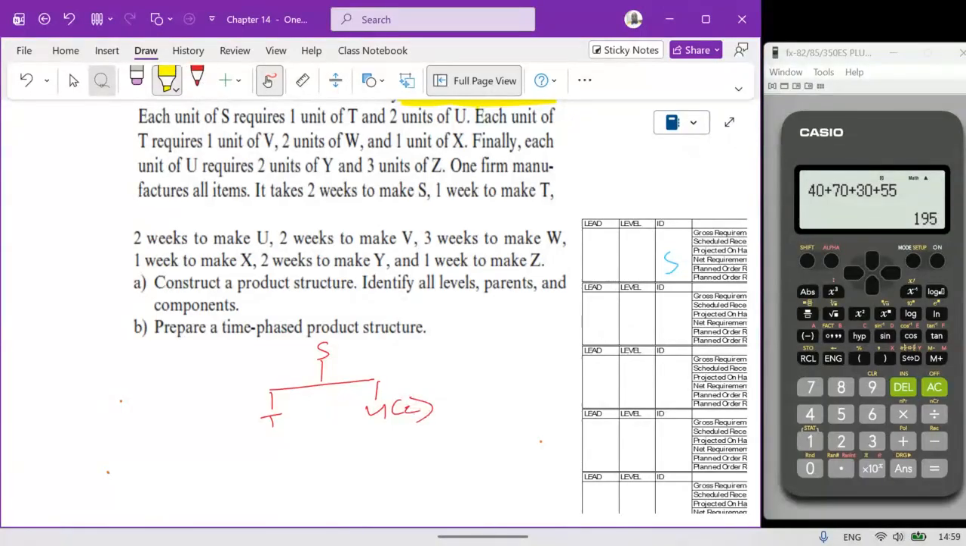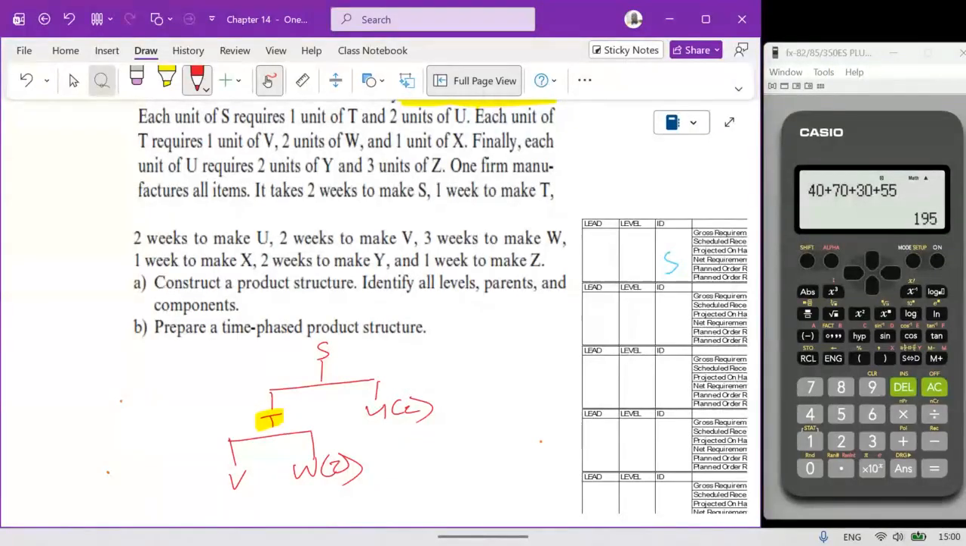T. It tells you T, this value, requires 1 of V and 2 units of W. You come and draw this. 1 of V and then 2 of W. You're told U, let's see, and 1 of X. So meaning there's now X.